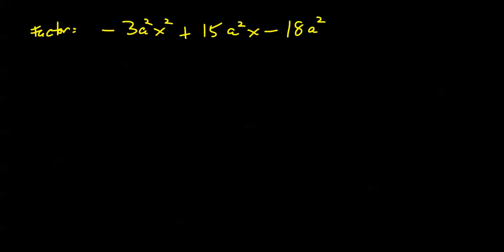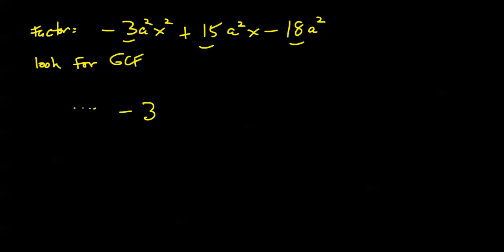Factor. Last one today. Minus 3a squared x squared. This is from your homework list. Plus 15a squared x minus 18a squared. Again, look for GCF first. I think I see a GCF of 3 and at least 2 powers of a are common. I'm going to factor out a 3a squared, but I'm going to do even better than that.